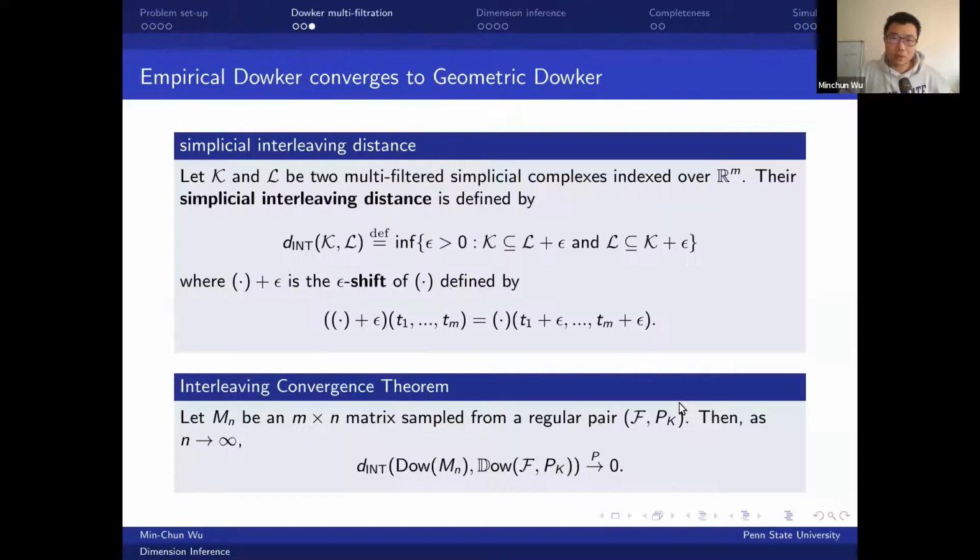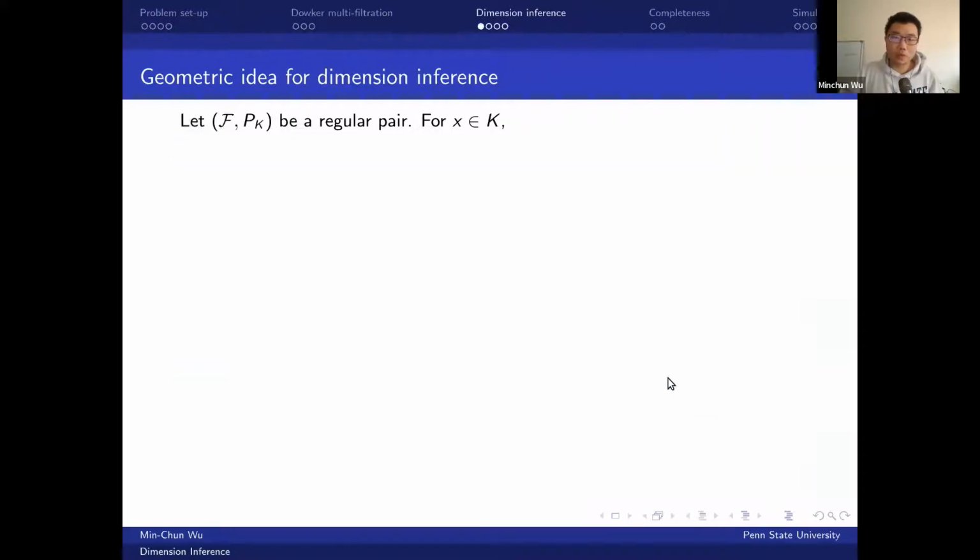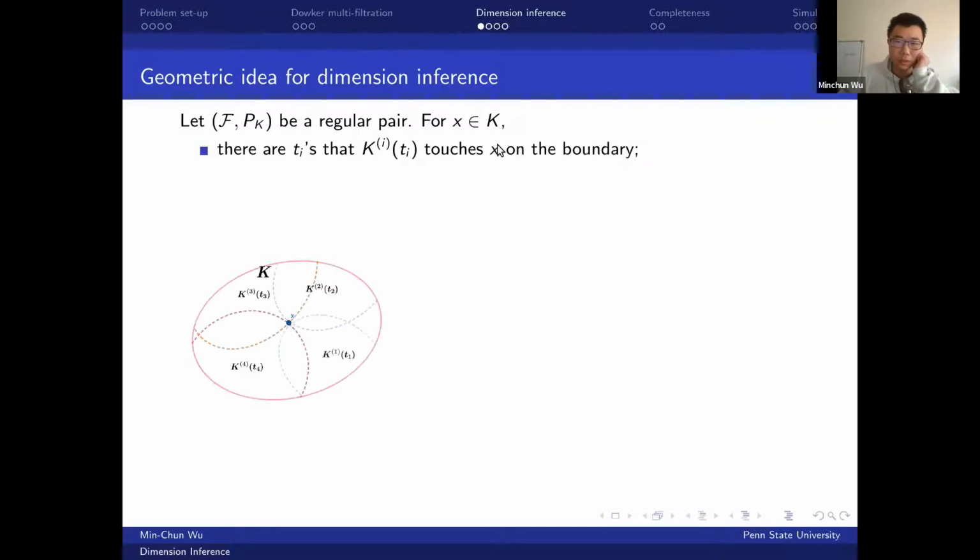Okay, so now let me introduce how we use these two Dowker complexes to do the dimension inference. Here I will introduce the geometric idea first carefully. So suppose we fix the regular pair and fix a point X in the stimulus space, in the domain. Then the picture looks like this. We have this region K and the point is in here.